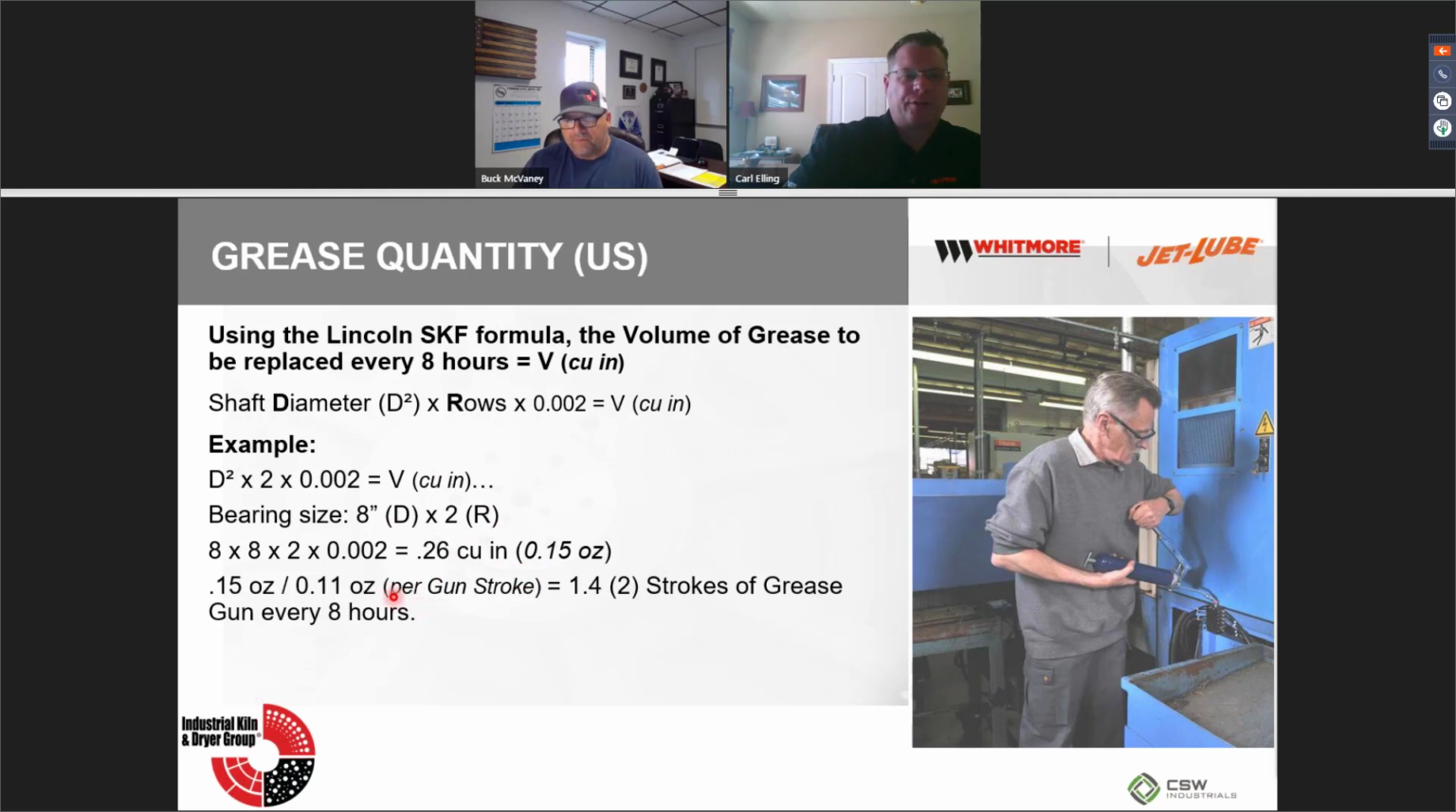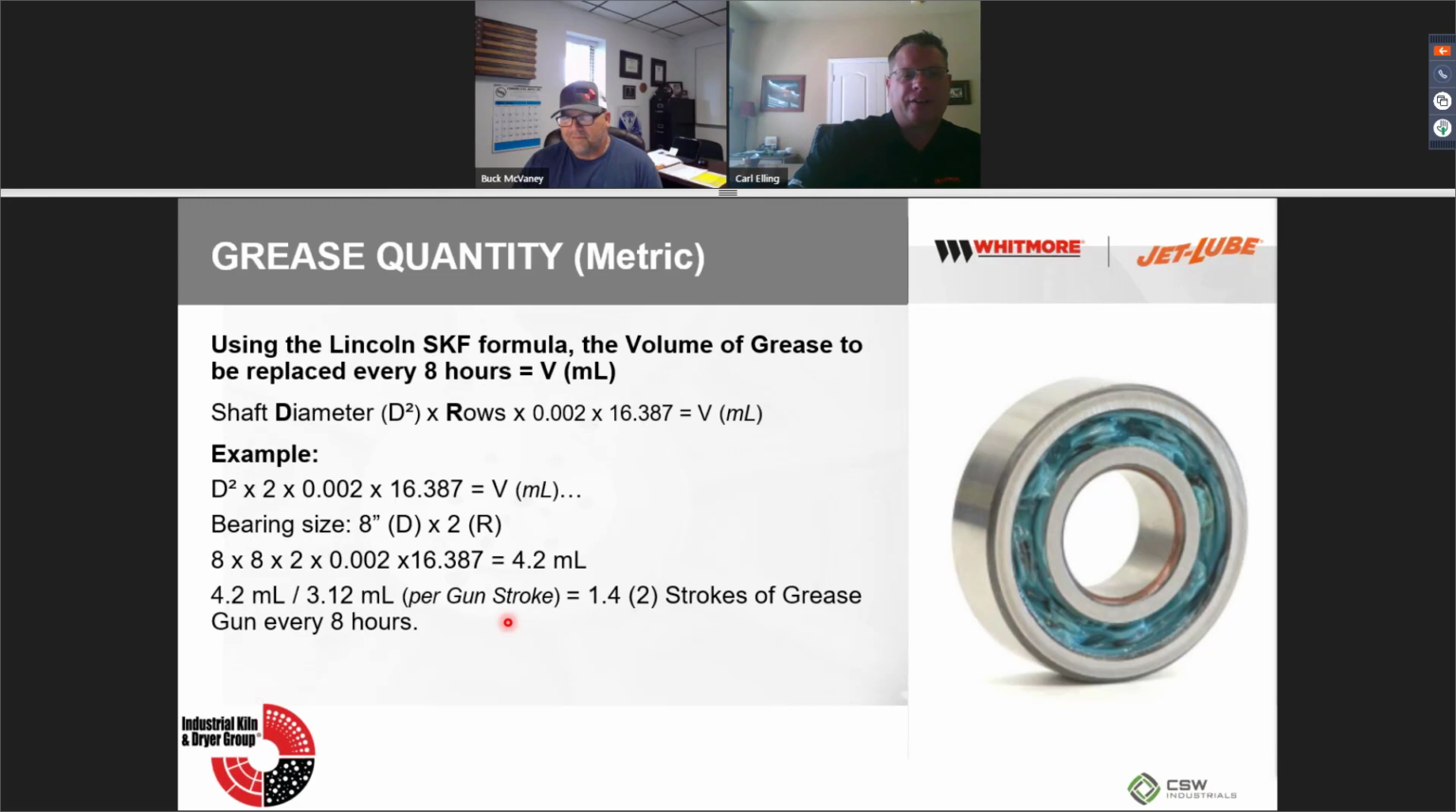So for your gun that's delivering, this is what you need, and this is what's coming out of the gun per stroke. Guess what? You only need 1.4 or 2 strokes of grease every 8 hours. So you're going to go over there every 8 hours and do 1 and kind of have a half or 2 strokes. I don't know how technical you guys are, but that would drive me nuts. So if you run into this, definitely use an automatic lubricator.